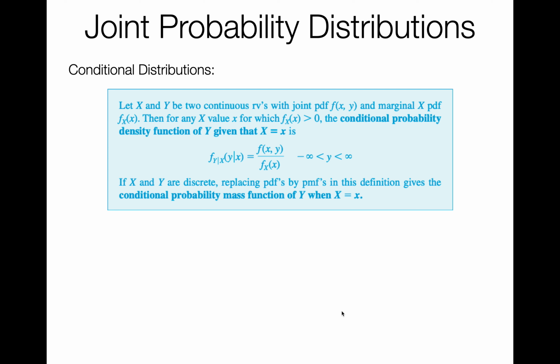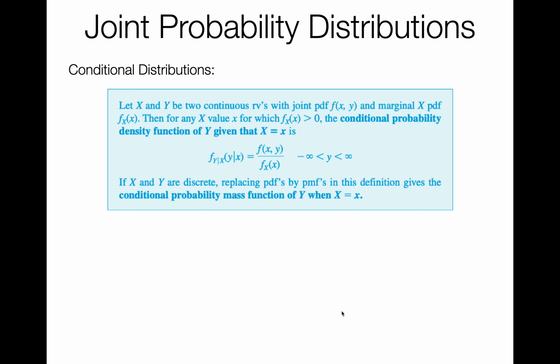So we've got a joint distribution, a joint PDF f of x and y, and then a marginal probability distribution function f of x, then for any value x for which the function is greater than 0, meaning positive probability, the conditional probability density function of y given x is this below. And that might be confusing.